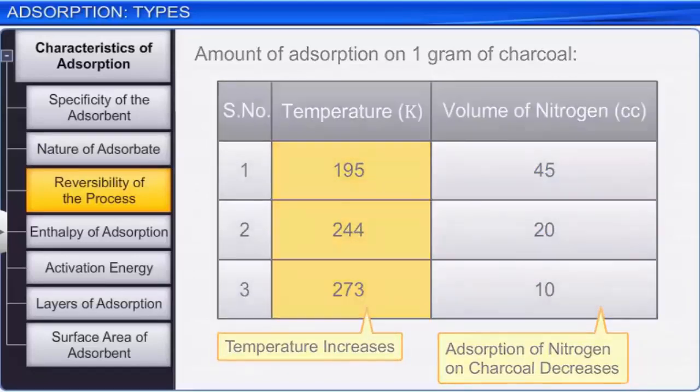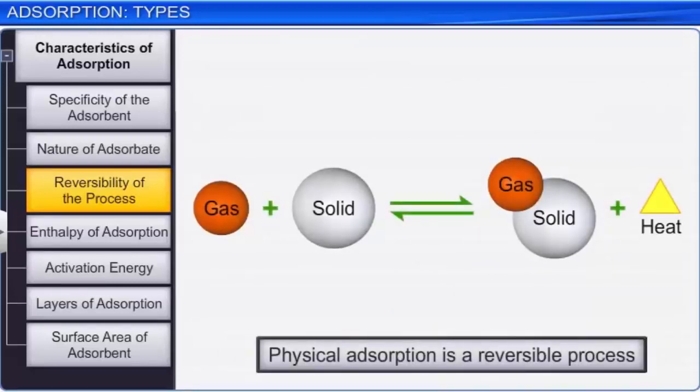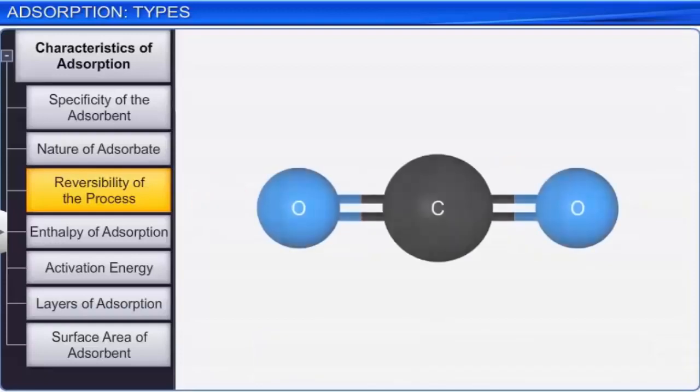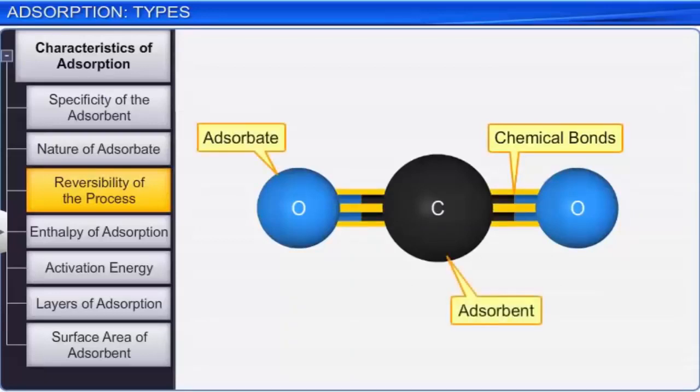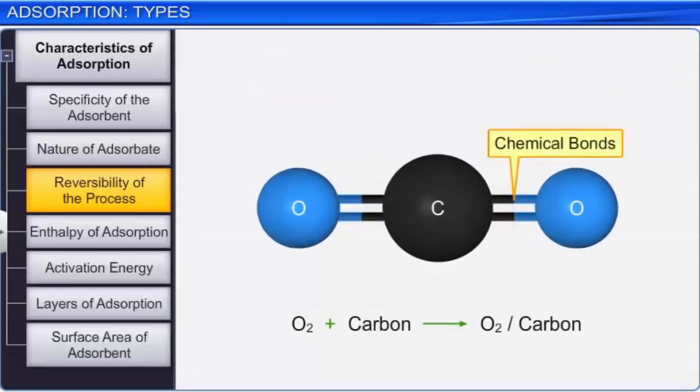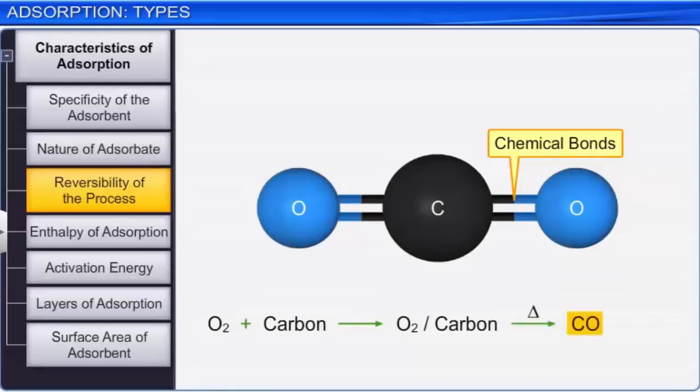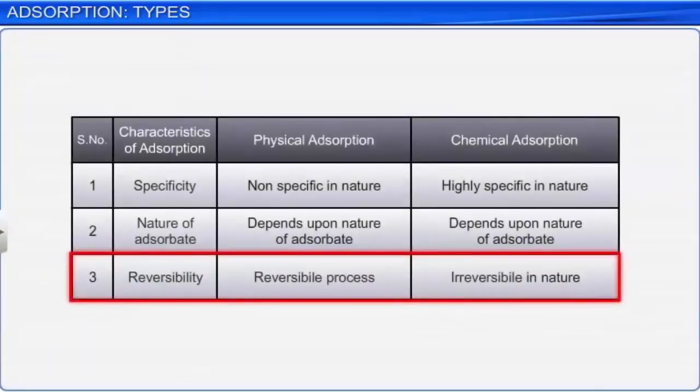Thus, we can say that physical adsorption is a reversible process due to the presence of weak van der Waals forces of attraction. However, during chemical adsorption, chemical bonds are formed between the adsorbate and the adsorbent molecules. For example, when oxygen is chemically adsorbed on carbon. To reverse this process, there is a need to free the adsorbed gas. However, the reverse process releases carbon monoxide or carbon dioxide instead of oxygen. Hence, chemical adsorption is irreversible in nature. Therefore, we can conclude that while physical adsorption is a reversible process, chemical adsorption is irreversible.